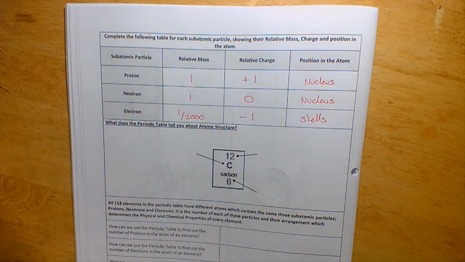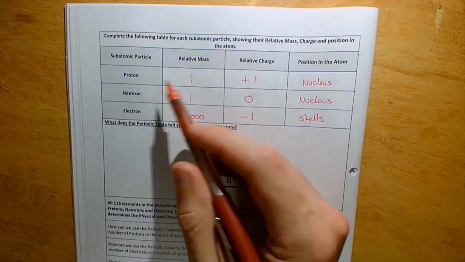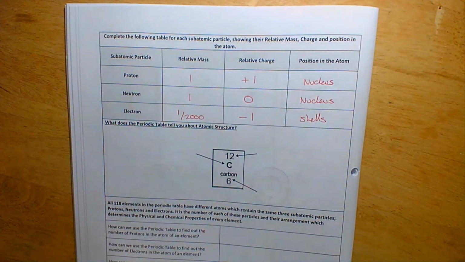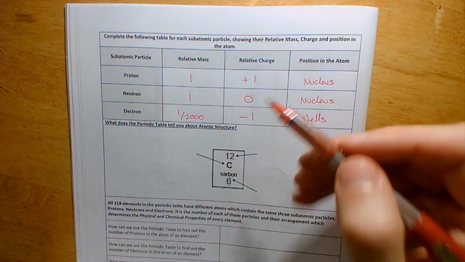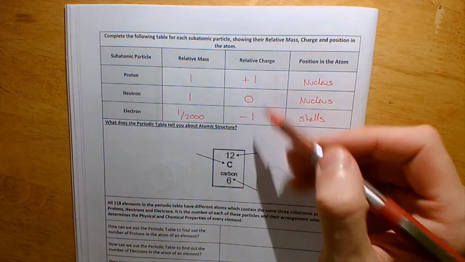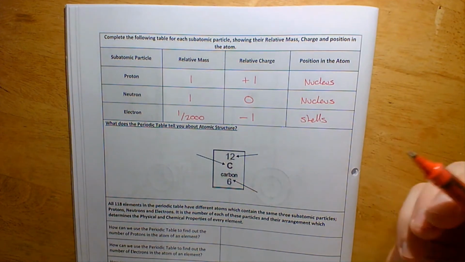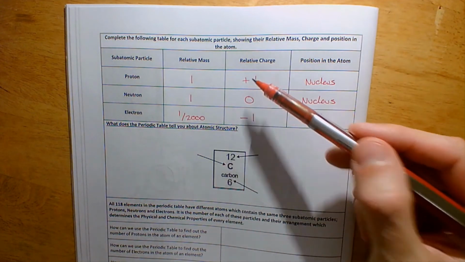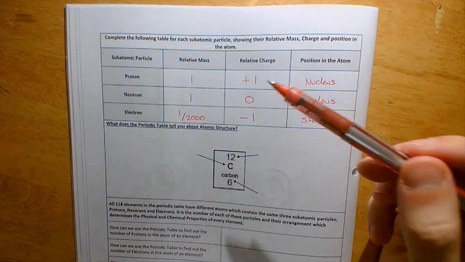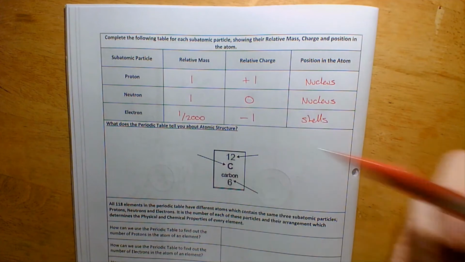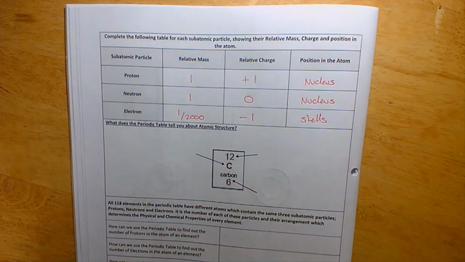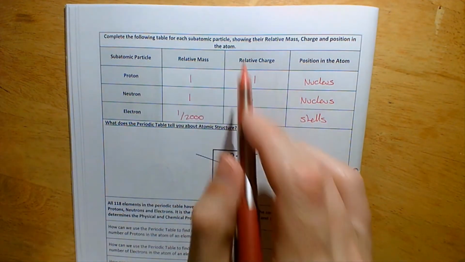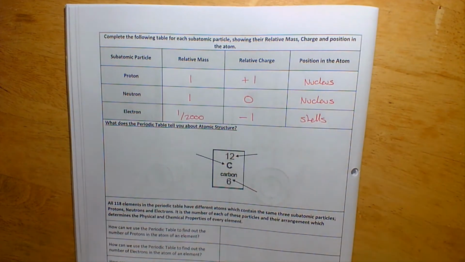So if you're looking at the mass of the atom, we only need to look at the mass of the protons and the neutrons. However, if we're looking at the charge of the atom, and we should know that atoms have no charge overall, then we're looking at the protons and the electrons, because they are the charged particles. And if the atom has no charge overall, and protons are +1 and electrons are -1, then if we know the number of protons, we know the number of electrons. So we need to know these relative masses, these relative charges, and their position within the atom.